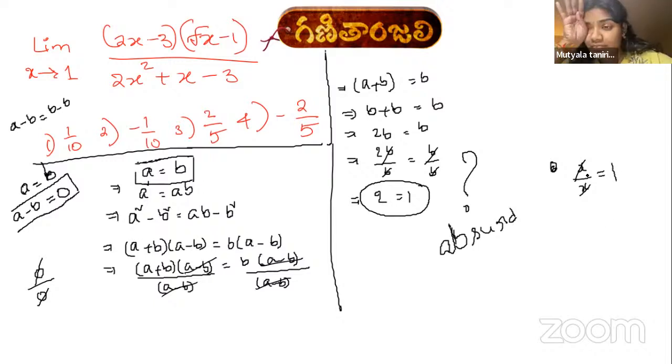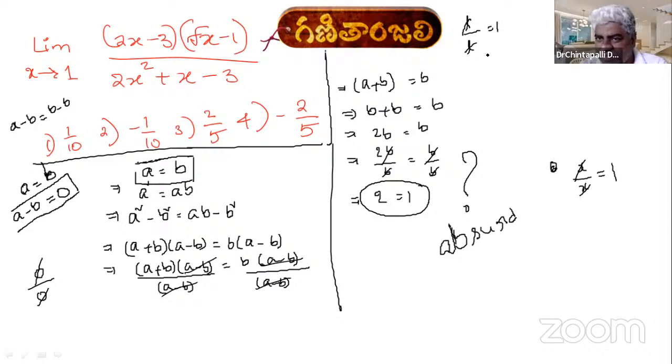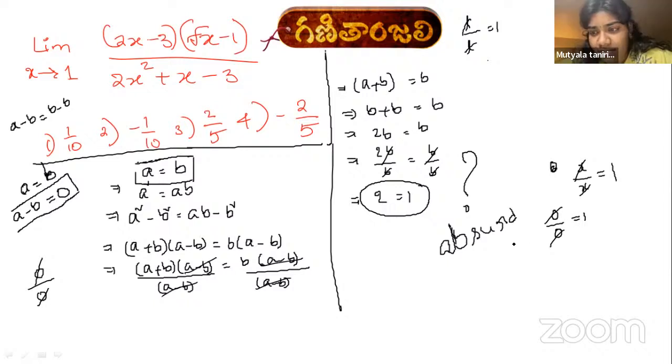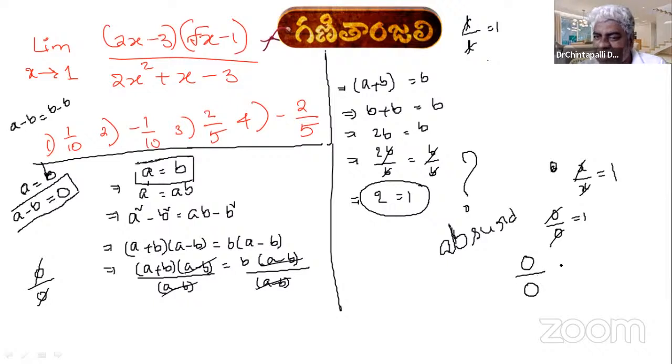What's the meaning of cancelling L by L? If we cancel L by L, that means we are saying L by L is equal to 1. By cancelling 0 by 0, that means we are saying 0 by 0 is equal to 1. Remember, we did the calculation to say that 0 by 0 is an indeterminate form.